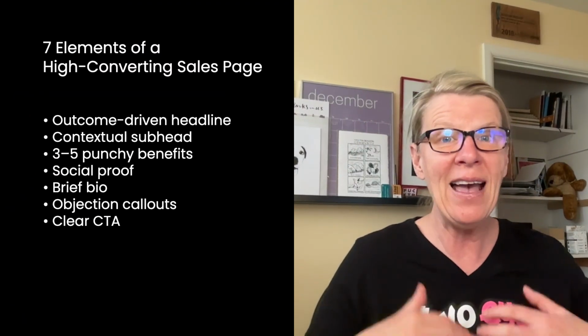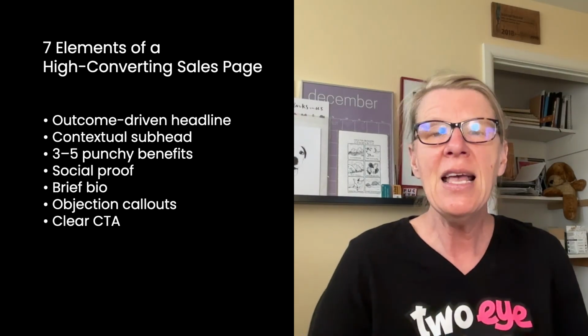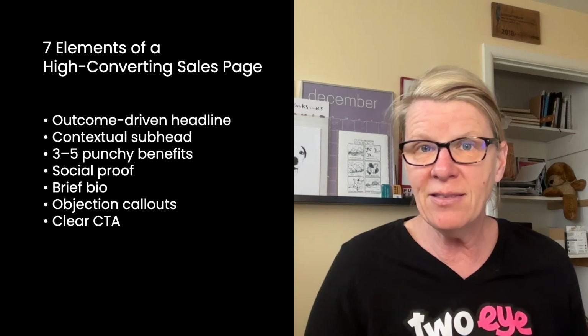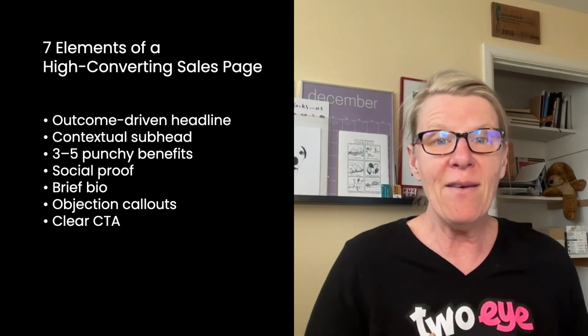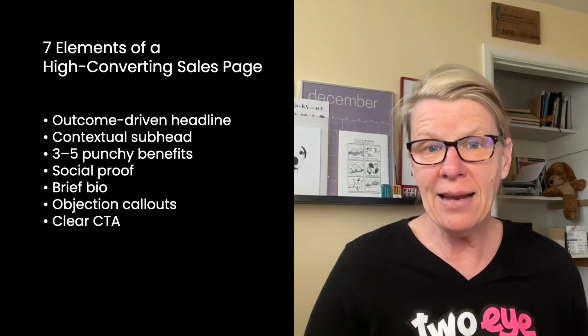So those are the 7 things that you're going to need to make sure are on your sales page. A jaw-dropping, scroll-stopping headline that addresses the desire your person wants or the problem that they want to solve. A subhead for some context. 3 to 5 punchy benefits. Social proof. A very, very brief bio. Objection callouts, and a call to action.